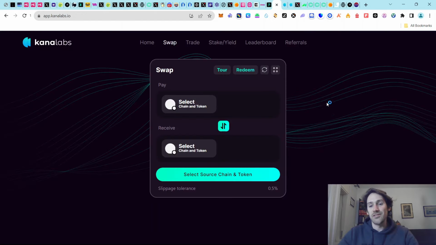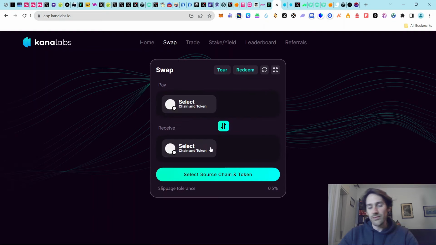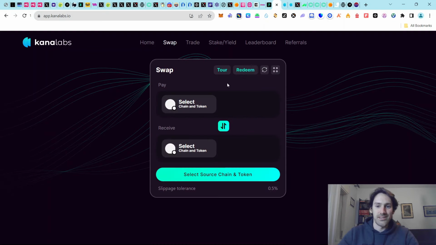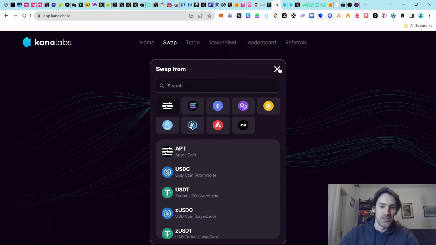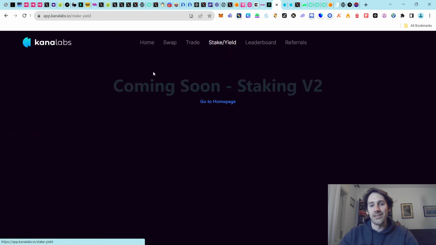However, Canal Labs is the only one I will focus a little bit more on because they have a cross-chain DEX swapper, which means you can send funds from Aptos to Solana and other Ethereum and Ethereum layer 2s, as well as Avalanche. And unfortunately, zkSync is the only one that lets you send funds from zkSync to zkSync at the moment. Hopefully this changes soon. They also have a classic trade section where you have your limit and market orders, and a stake and yield tab is coming soon, which implies that they might have a token coming very soon.